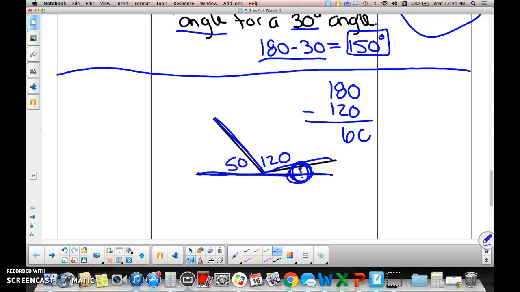60? 60, but we still have to subtract this one, right? So let's subtract another 50 from that. What do you get, Marissa? 10. And what's left over would be our last angle right here, 10 degrees. We didn't do one of these, but now I just showed you an example of three angles that would be supplementary. Got it? Got it. Questions?